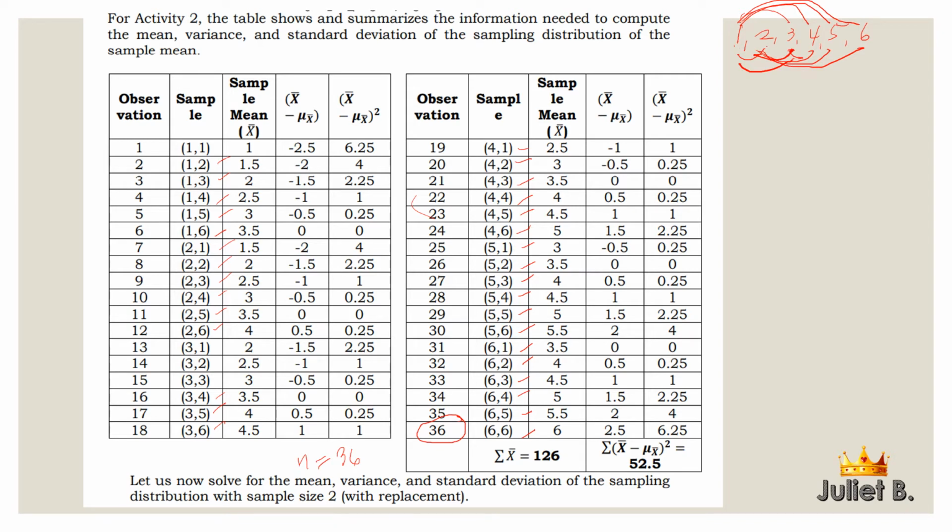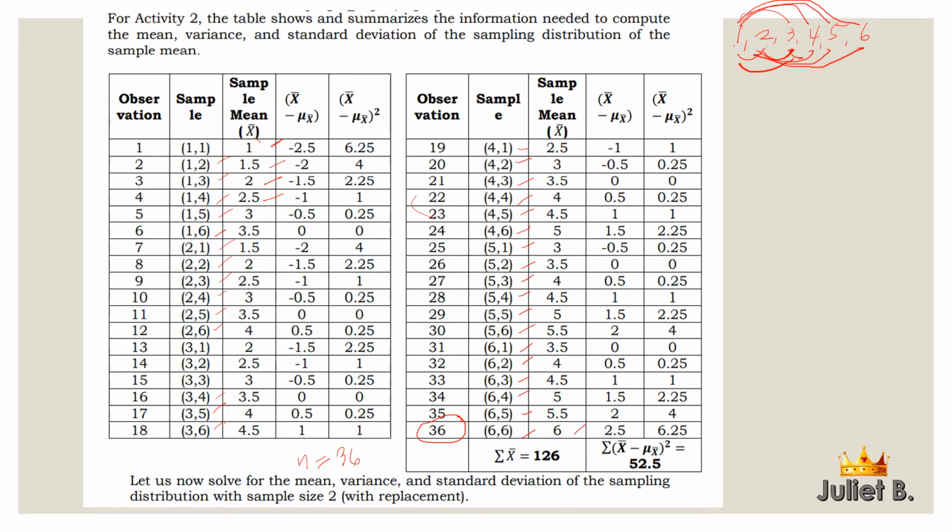Like, let's start with 1, 1. 1 plus 1, 2. Divided by 2, 1. 1 plus 2, 3. Divided by 2, it's 1.5. 1 plus 3, 4. Divided by 2, 2. 1 plus 4, 5 divided by 2, 2.5. So, ganun parati ang proseso hanggang sa makarating tayo dito sa 4 plus 1, 5 divided by 2, 2.5 hanggang dito sa 6 plus 6, 12 divided by 2, kaya may 6.